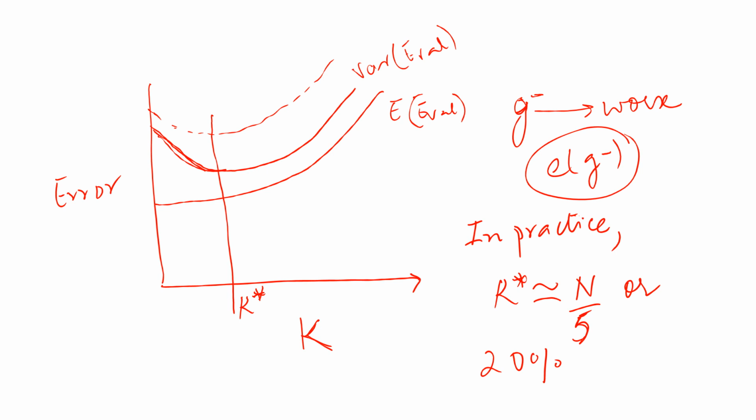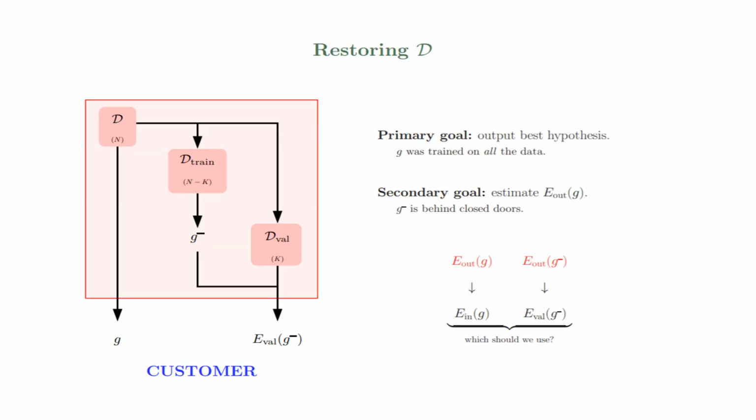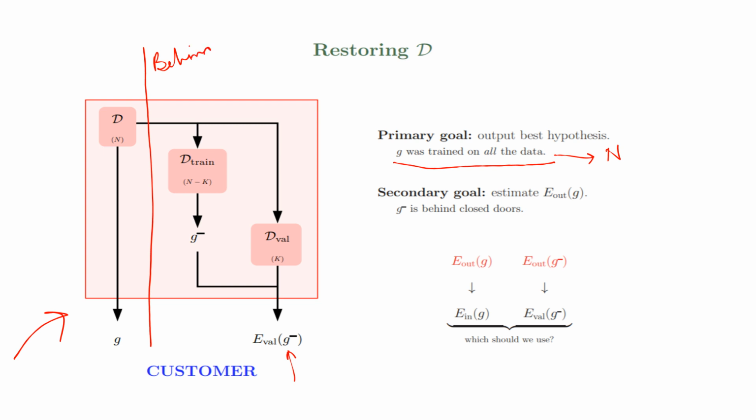All right, having said that, let's move on to what exactly we were trying to do. What was our goal when we started talking about this validation? The primary goal always, although we are calculating this E val for this deficient hypothesis, g minus, is to output the best g. And this best g must be trained on the entire data set, which is of size n, because understand that this part is happening behind closed doors. We don't give it to the customer or the client.